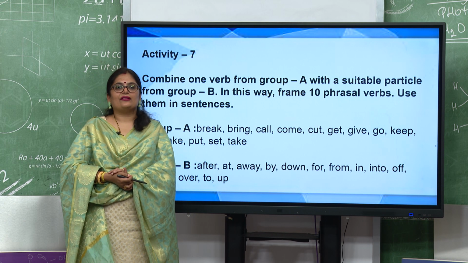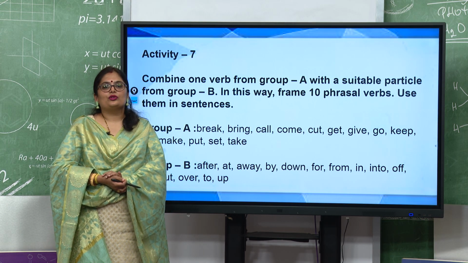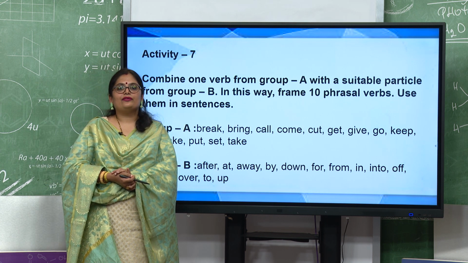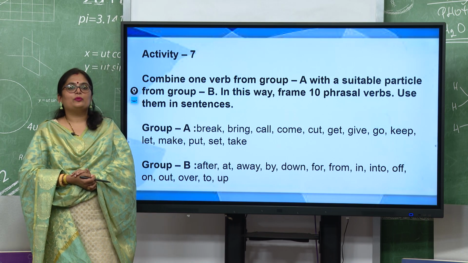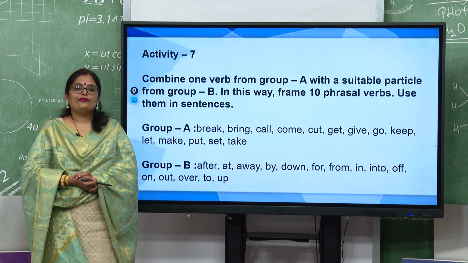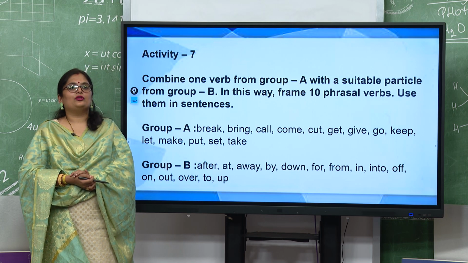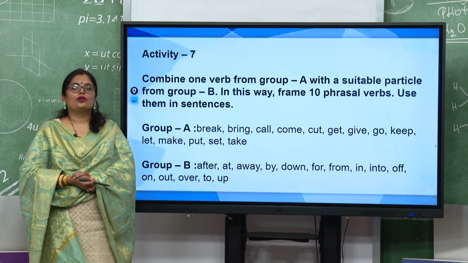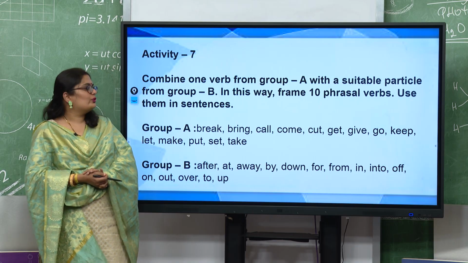Now, in activity 7, we will combine one verb from group A with a suitable particle from group B. In this way, we will frame 10 phrasal words and use them in sentences. So, what do we have in group A? Break, bring, call, come, cut, give, go, keep, let, make, put, set, take. And in group B: after, at, away, by, down, for, from, in, into, off, on, out, over, to and up.